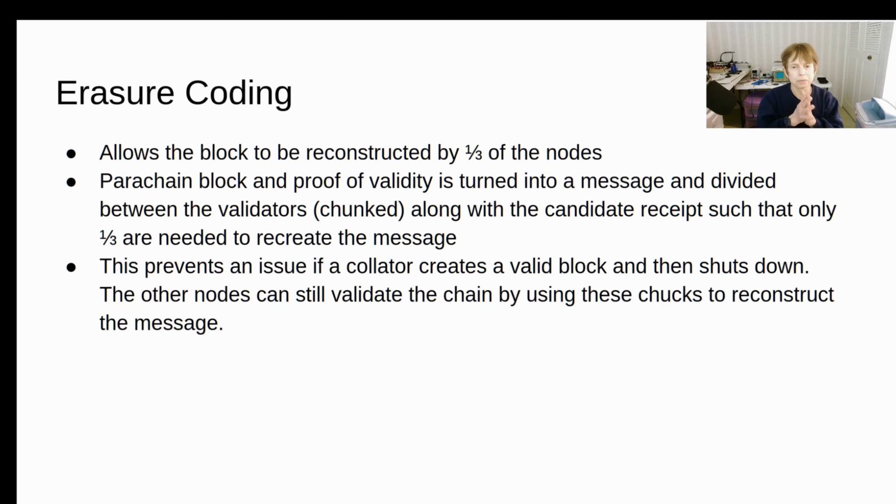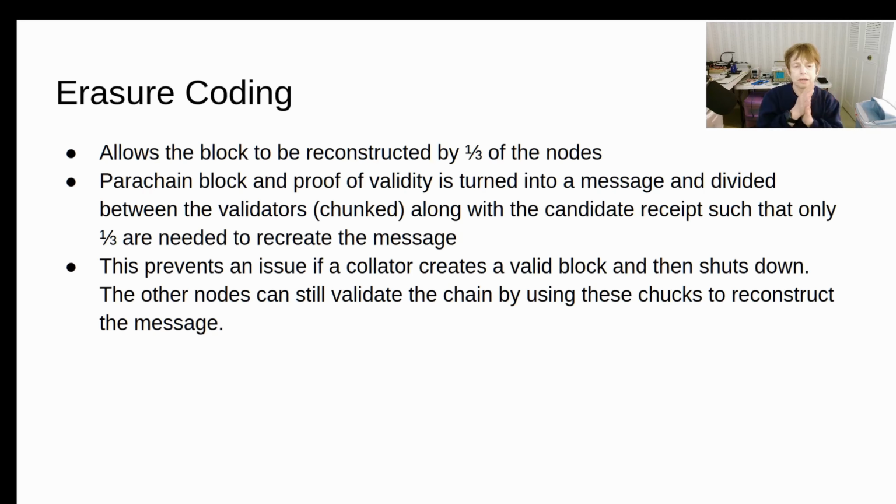It allows the block to be reconstructed by 1/3 of the nodes. So the parachain block and proof of validity is turned into a message, and it's chunked. Each validator gets a chunk, and it's done so that only 1/3 are needed to recreate the message.